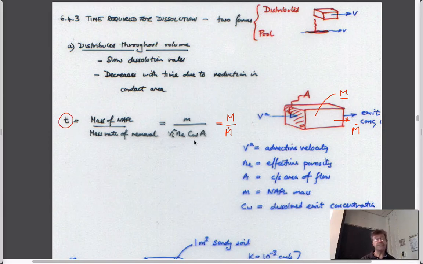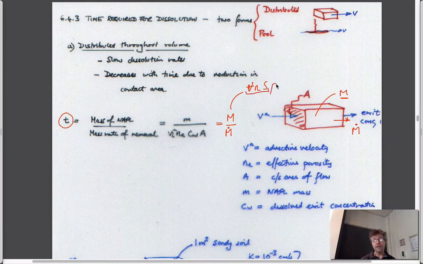We did the calculation. And so the mass we should be able to calculate. What's it going to be? Mass would be something like the volume multiplied by the porosity multiplied by the saturation, right? I think.